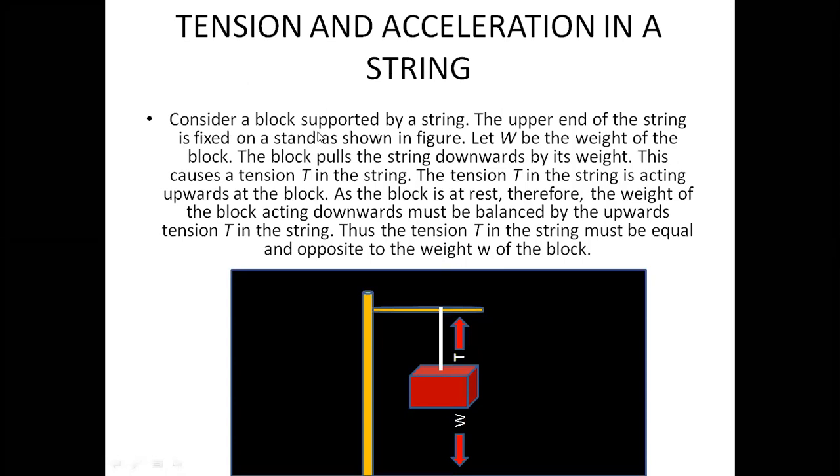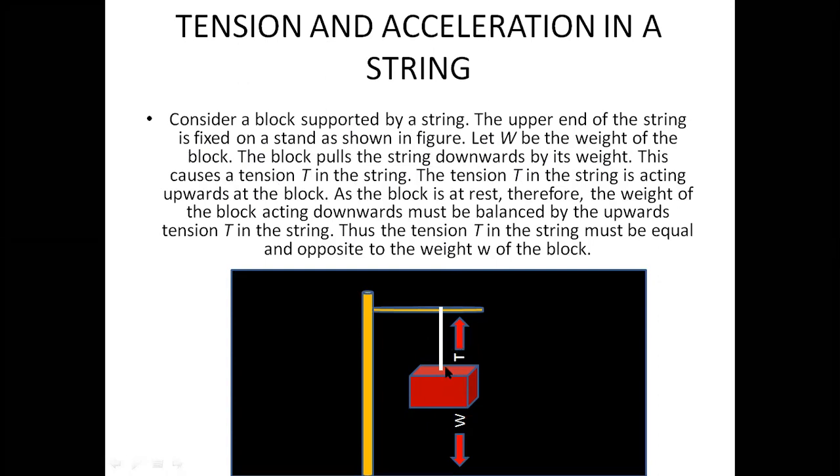Consider a block supported by a string, which is over here. The upper end of the string is fixed on the stand as shown in the figure. Then W be the weight of the block, which is down here. This is W. The block pulls the string downwards by its weight. This causes the tension in the string.